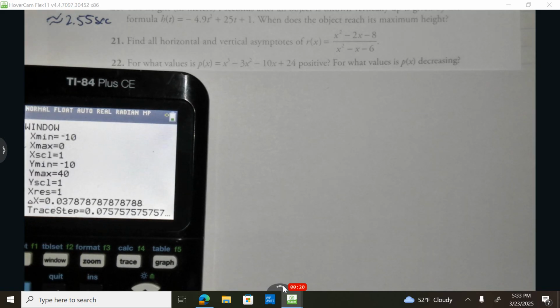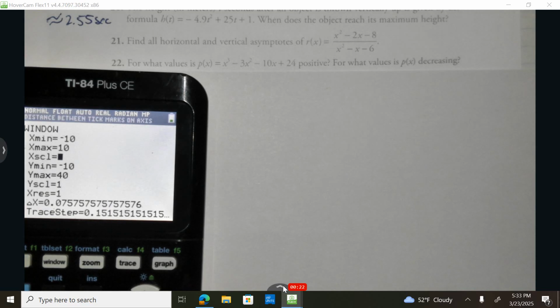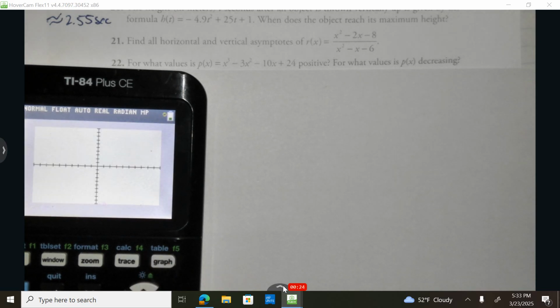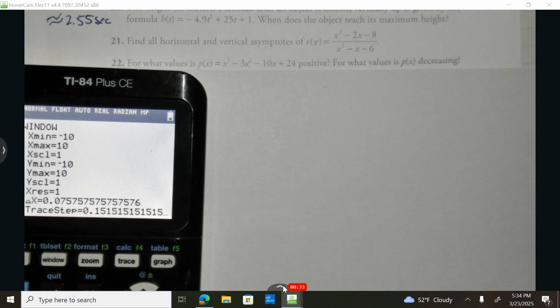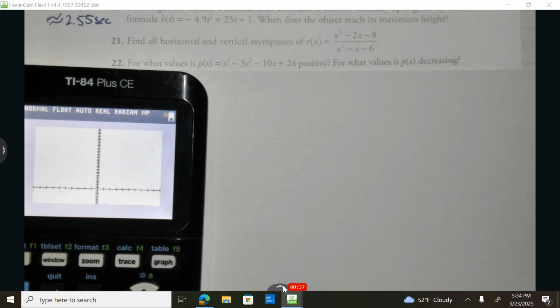Let's go -10 to +10. So just a standard window first of all. Okay, well, I definitely want to expand this. Let's take this and raise this up to 40 and see if that's high enough for us to see.